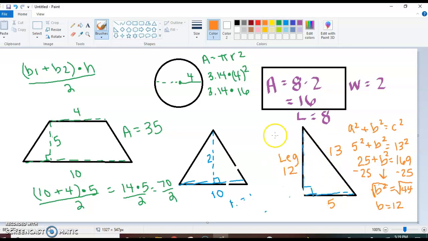Area is base times height divided by 2. So 5 times 12 divided by 2. So you see, I'm not going to use the 13 to find the area, but the 13 helped me find the missing side. So 5 times 12 is 60, and 60 divided by 2 is 30.